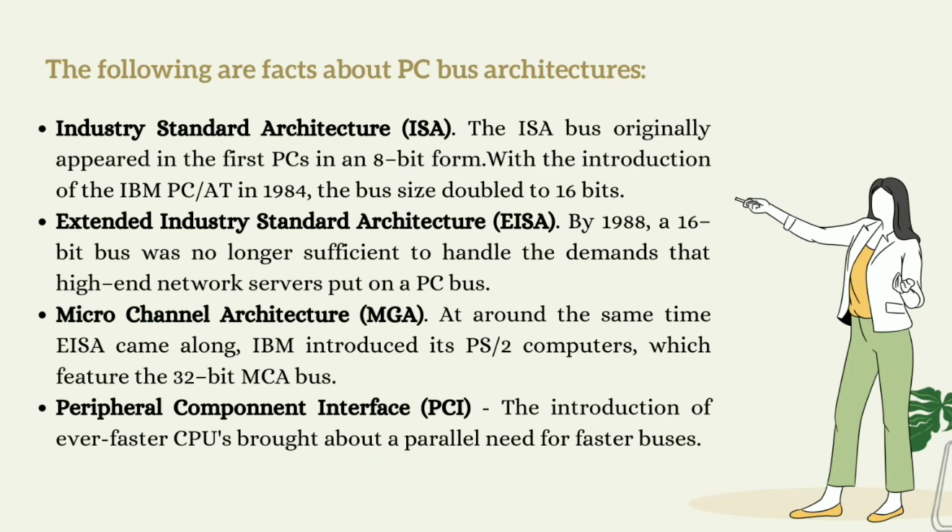So the fourth bus architecture is Peripheral Component Interconnect, in short PCI. The introduction of ever faster CPUs brought about a parallel need for faster buses. Manufacturers created the idea of a local bus, which uses the same technology the CPU uses to communicate with RAM, and that coprocessors used to communicate with peripherals.